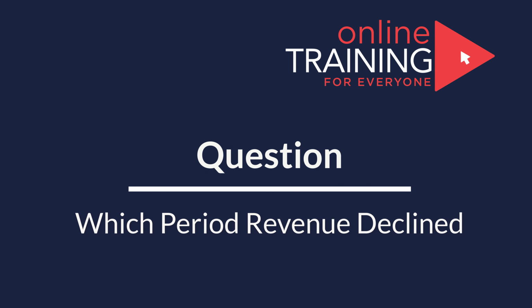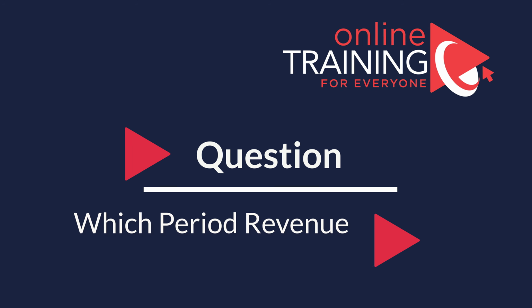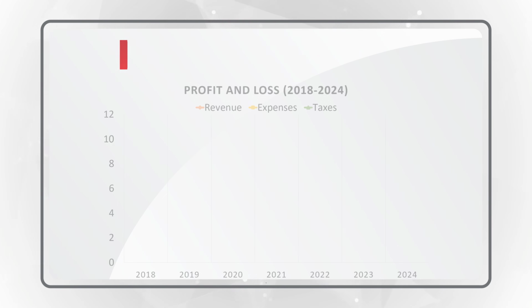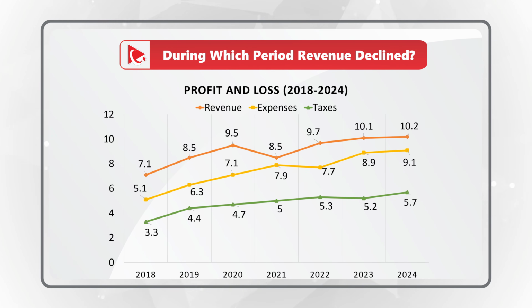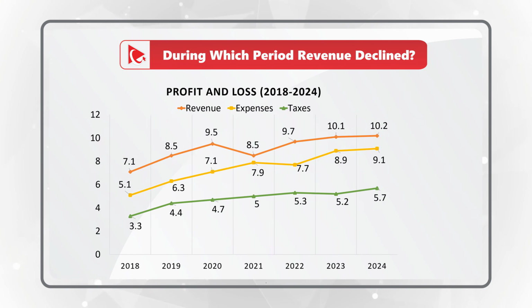Here is a rather unexpected question you might frequently see on the test. You need to determine during which period revenue declined, and you're presented with the profit and loss chart that covers periods from 2018 to 2024. On the chart, you see 3 lines representing revenue, expenses, and taxes. And you need to select the final answer out of 4 different choices.